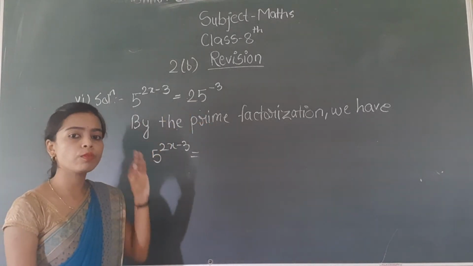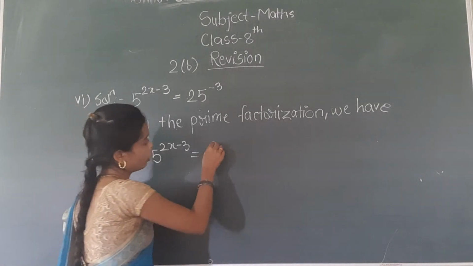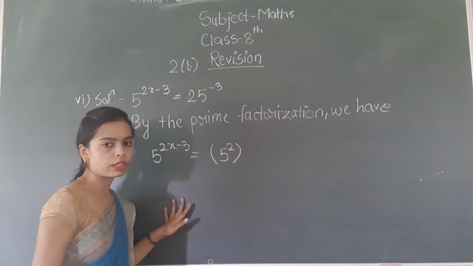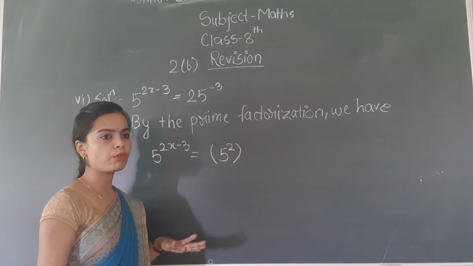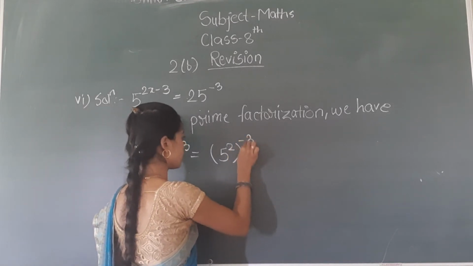आप इस 25 को as a 5 square लिख सकते हो. Okay, so you can write that 5 square. Okay, क्योंकि जब 25 का प्राइम फैक्टराइजेशन करोगे आपको फैक्टर्स वही बनने वाले हैं 5 into 5. Okay, so it is 5 square raised to the power minus 3.